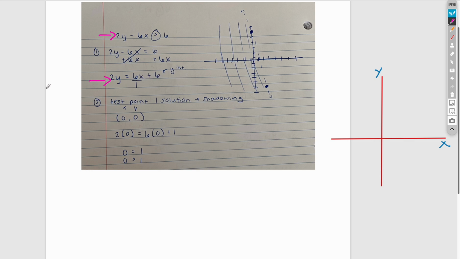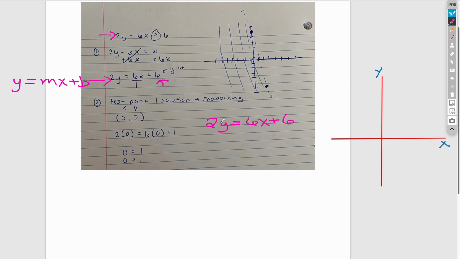Now we need y equals mx, or the slope times x plus the y-intercept. This is not the y-intercept right now because we have a 2 in front of the y. We need to have y, not 2y. So right now, some of the work has already been done, and all we have to do is simplify.